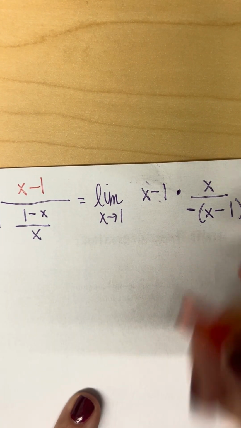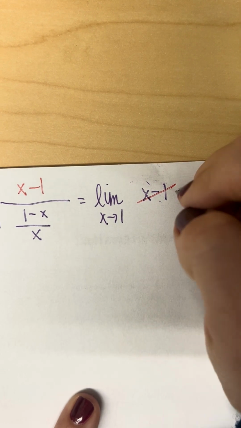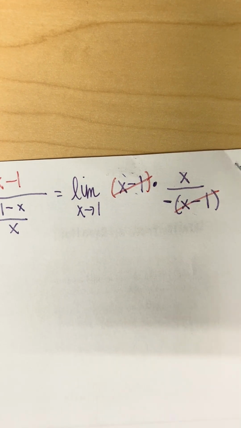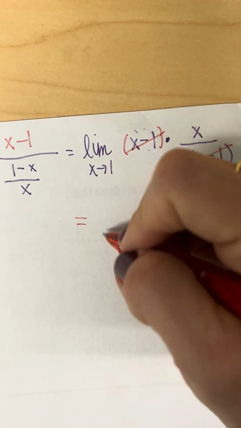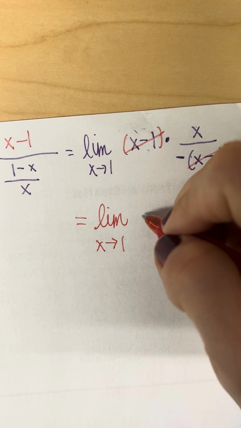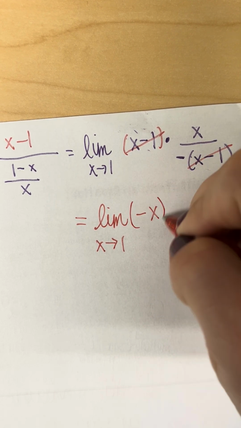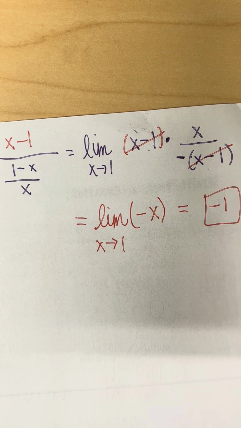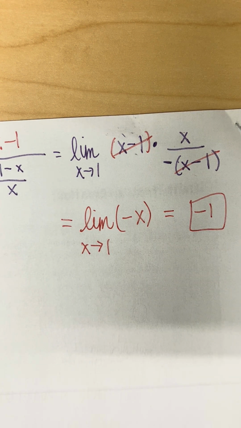And then I can see that, oh, wow, look, I can cross those out because I could just pretend like that's in parentheses. And then I have just negative x, right? So then I have limit as x approaches 1 of negative x. And that's going to be negative 1. Okay, so that's the complex fraction example.